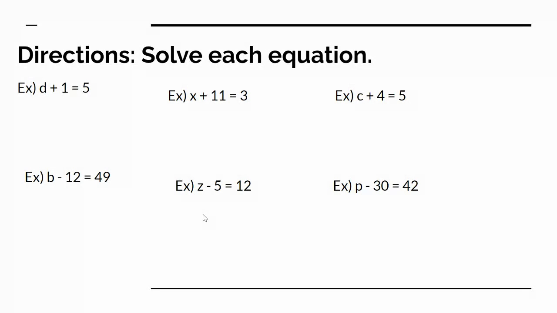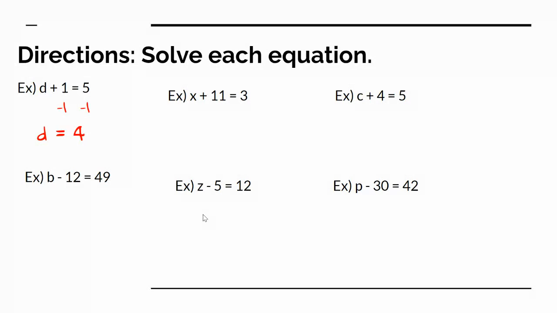What I want you to do is identify, right? I need to get d by itself. The plus 1 is in the way. The opposite of plus 1 is subtracting 1. So I subtract 1 on both sides to keep it balanced, right? 5 minus 1 is 4, so my answer is d equals 4.